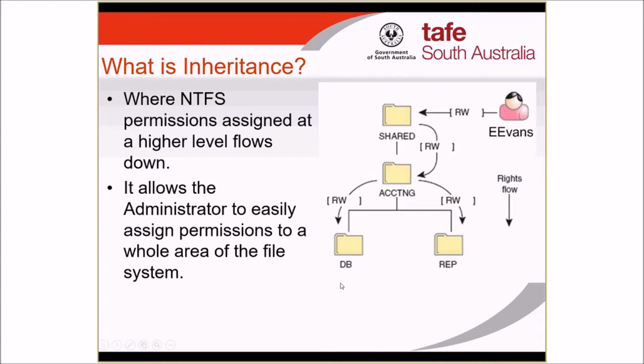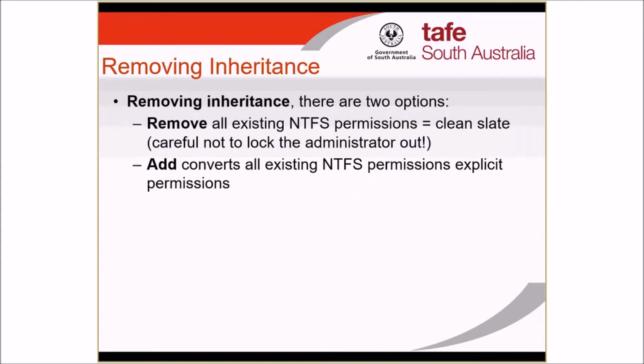So where NTFS permissions are assigned at a higher level, they flow down. It allows an administrator to easily assign permissions to a whole area of the file system rather than doing it one at a time for every resource. But what if we don't want inheritance?